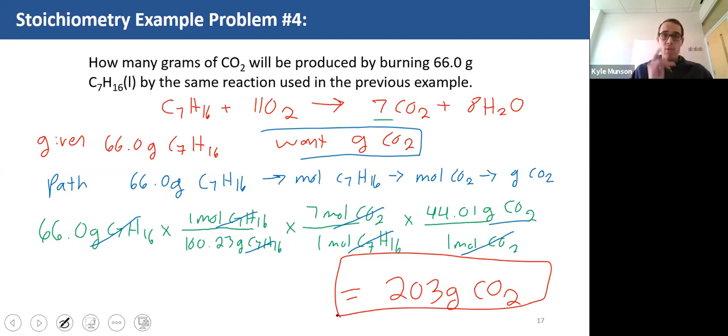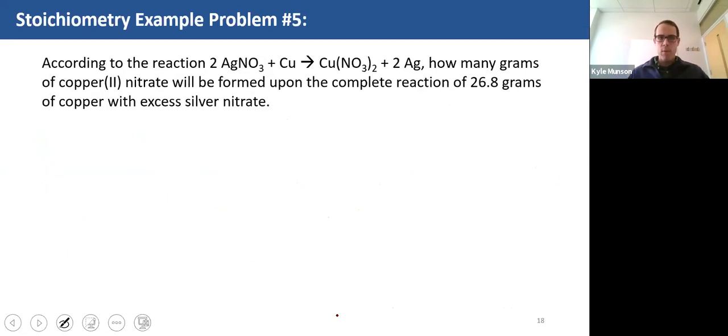Okay, let's do one more example problem. Okay, so it gives us this reaction here. It says, according to the reaction shown here, where silver nitrate combines with copper to give me copper 2 nitrate and silver, how many grams of copper 2 nitrate will be formed upon the complete reaction of 26.8 grams of copper with excess silver nitrate? Okay, so again, pause the video, try to do this one on your own, and then we'll go through it together.